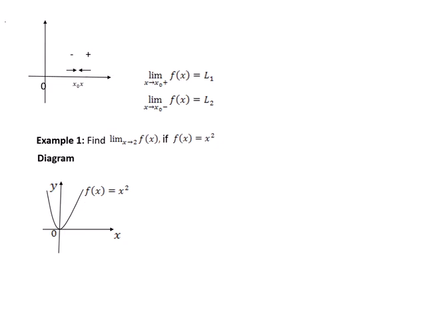Looking at this diagram, where we have a positive and negative side, limit f of s as s tends to s naught positive equals L1. That is the positive side, and limit f of s as s tends to s naught negative equals L2. That is the left hand side. So we are now looking at this example for a better explanation.